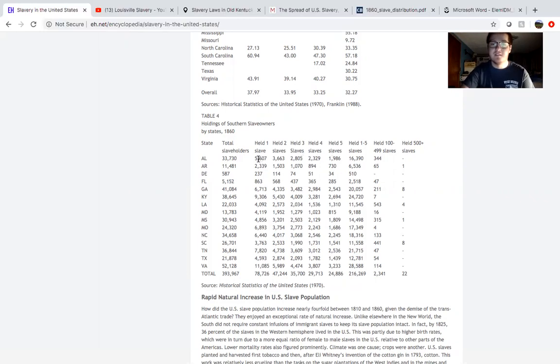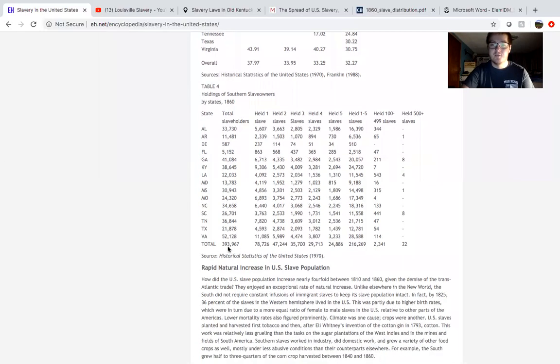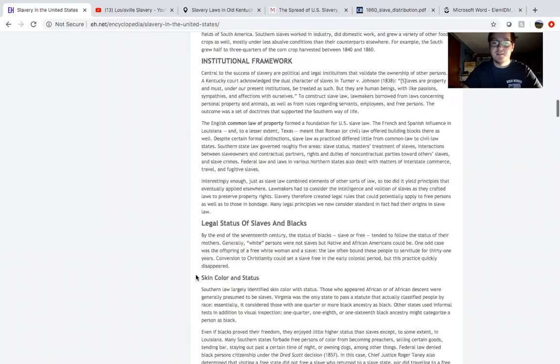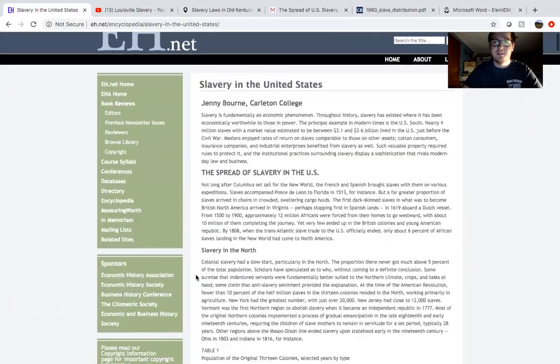So 5,607 held one slave. And here's the total numbers. We had almost 400,000 people in our 13 colonies in 1860 hold slaves. 78,000 held one slave. So we just see really crazy numbers out of this. So let's look at 1790.